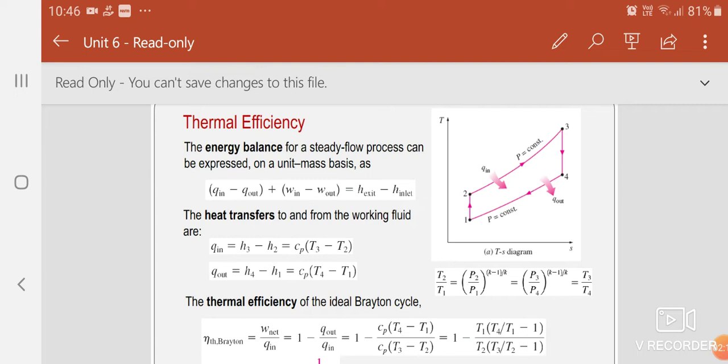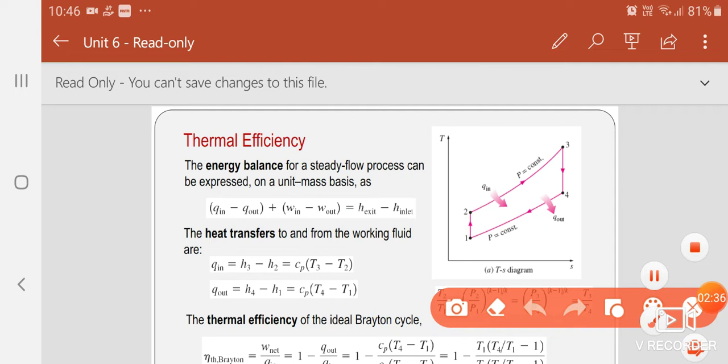Q out, that is the rejected heat, is equal to H4 minus H1. H4 is the enthalpy at point 4, H1 is the enthalpy at point 1. So that gives you Cp into T4 minus T1. This one is being shown here.